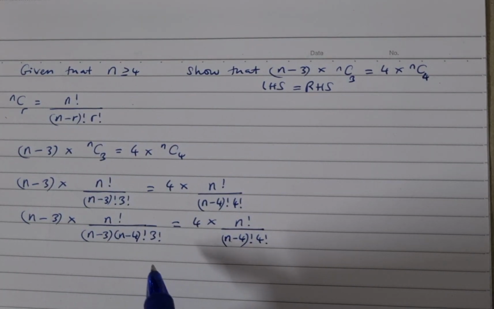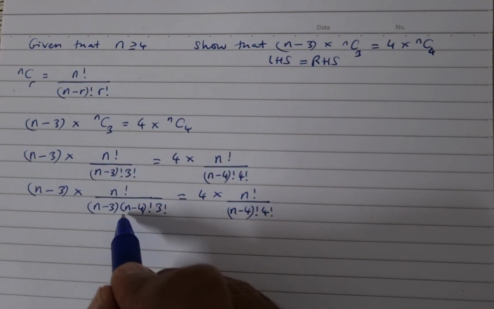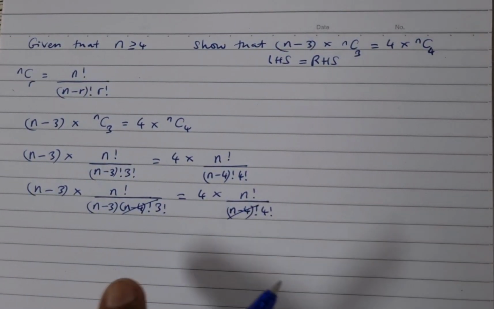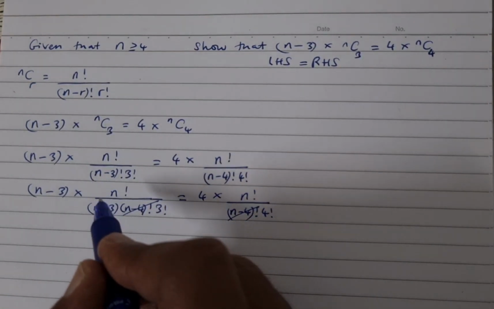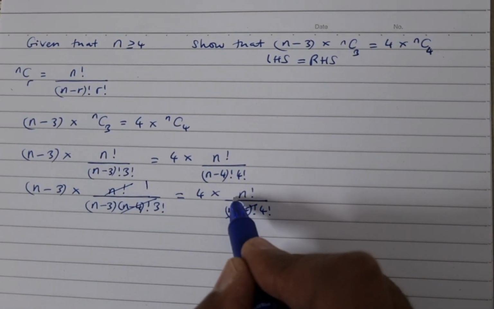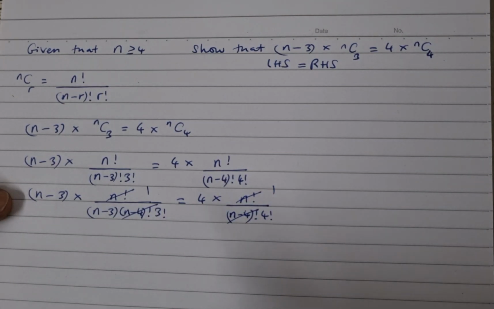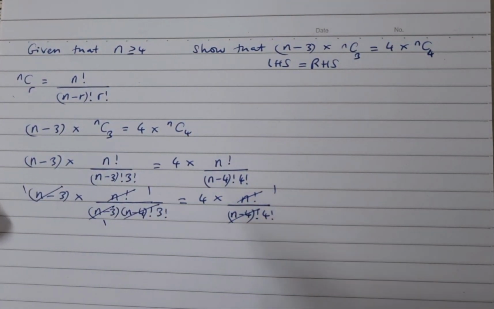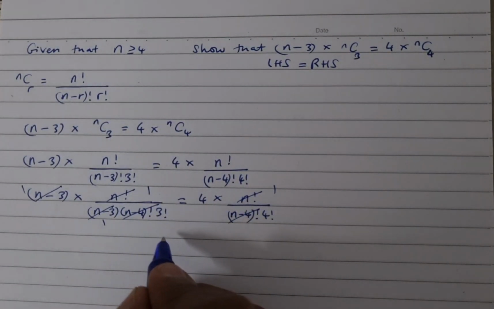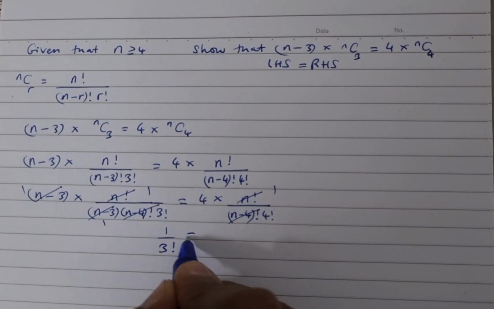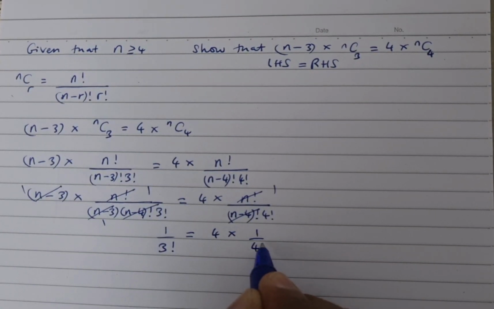We can see that there's cancellation here. The (n minus 4) factorial can cancel with this one, because when you send it to the other side, it becomes multiplied. It cancels out with this. Also, the n factorial goes into this one, n factorial goes in here once. So this cancels out, and we're left with n minus 3. That also can cancel out. So I am left with 1 over 3 factorial is equal to 4 times 1 over 4 factorial.